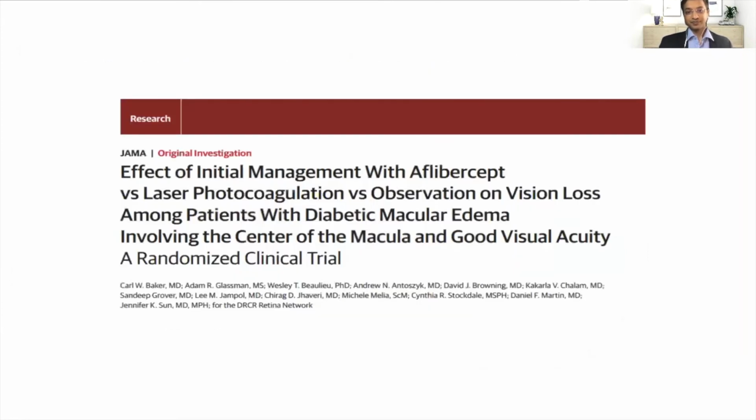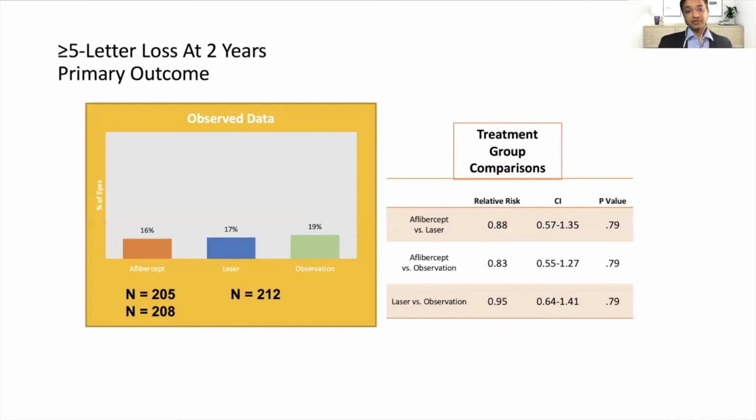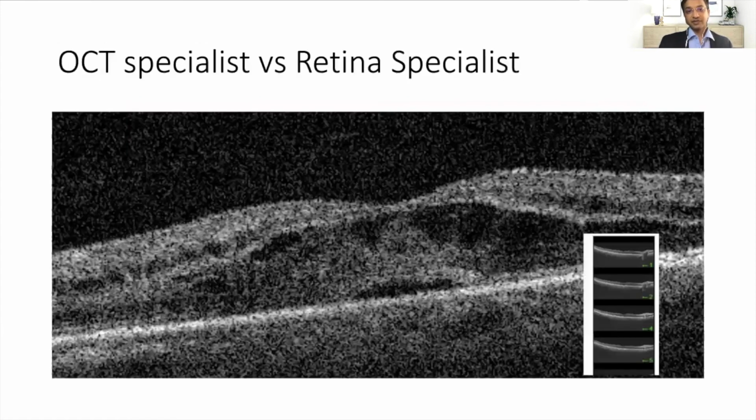What about patients who have good vision at baseline with center involving macular edema? So we know that if the macular edema is not involving the foveal center, we tend to manage them either with laser or observation. But what about patients who have center involving macular edema, but the vision is good? So Protocol V looked at this and found that observation or injection or laser were quite similar. So you can tend to observe these patients and they did not have much of a significant difference in outcome.